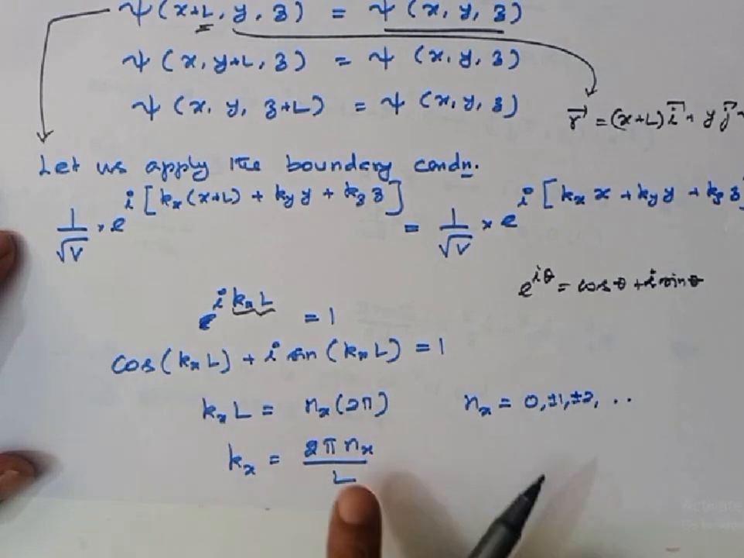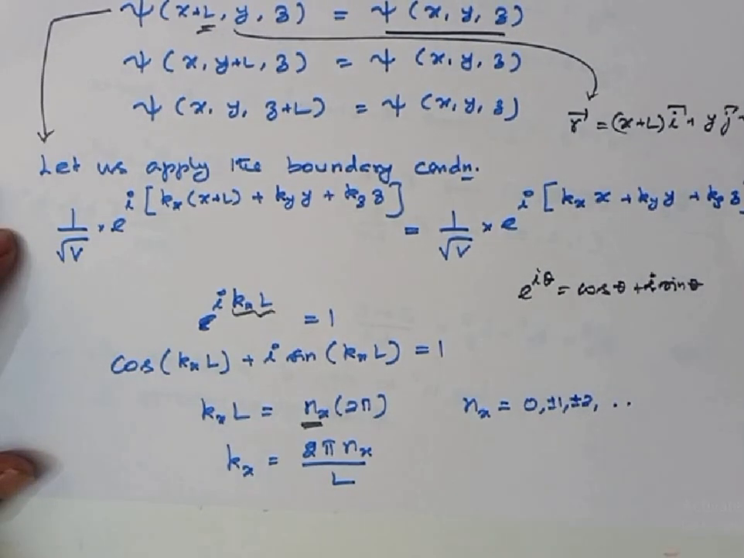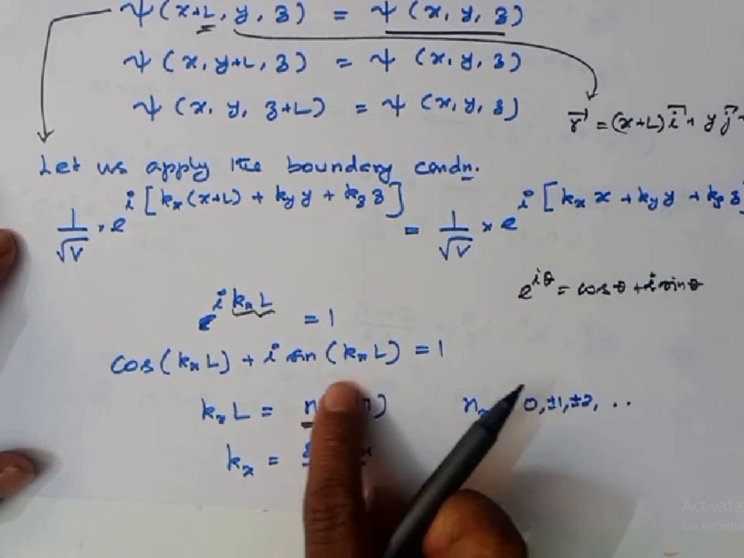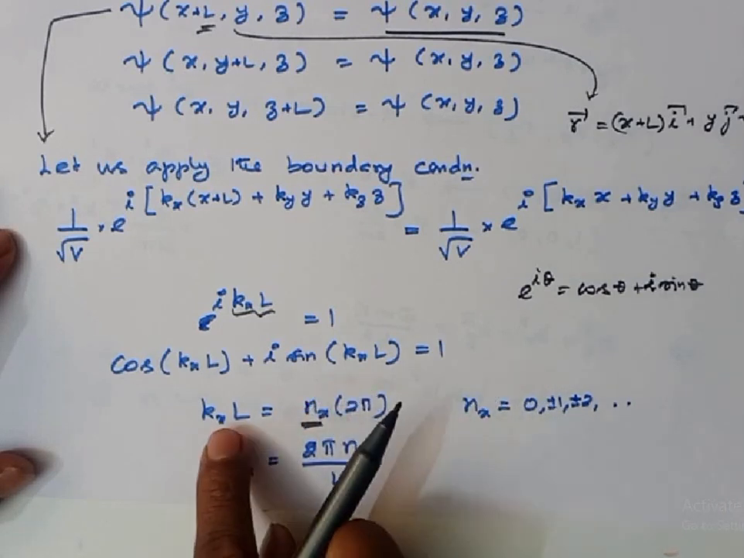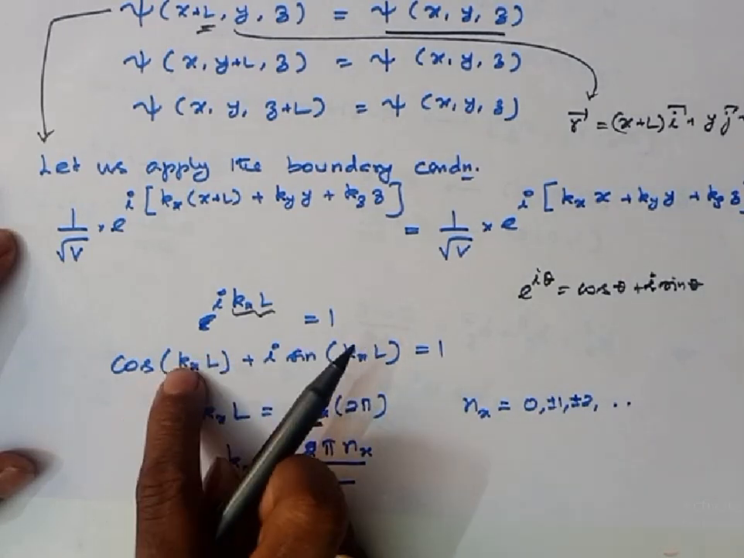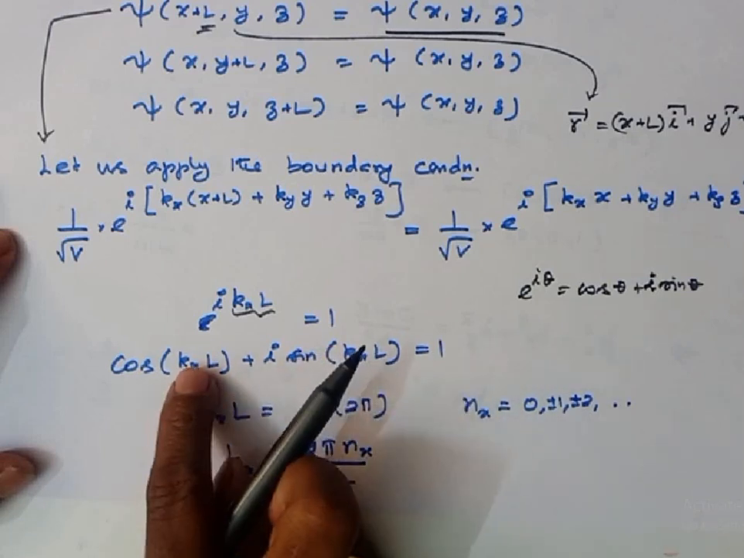Why am I saying this? Suppose this integer nx can be equal to 0, plus or minus 1, plus or minus 2, etc. First I will put nx equal to 0 here. If I put nx as 0, this entire term becomes 0. That means kx into L is 0. If kx into L is 0, I'll get cos 0 here and sin 0 here. You know very well sin 0 is 0, whereas cos 0 is 1.